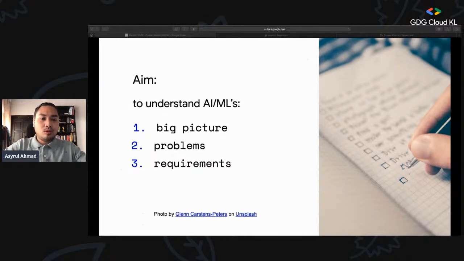The second one is we want to actually understand the nature of machine learning problems. It's important to know that machine learning does not solve all problems in the world. So we want to know what sort of problems machine learning can solve so you can implement it in your businesses. Third, we want to understand the requirements. If you decide to implement machine learning, what do you need? And based on these requirements, we can see some of the trade-offs and challenges as well.